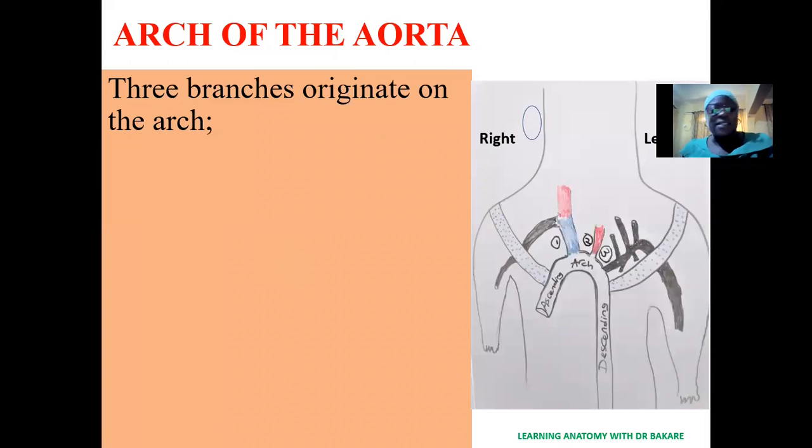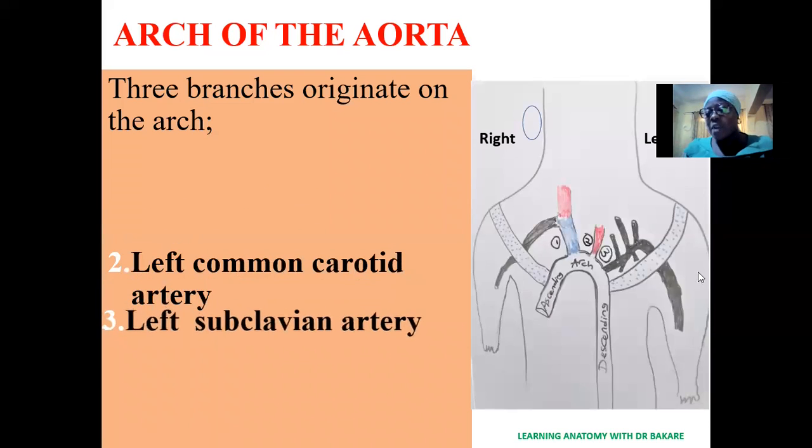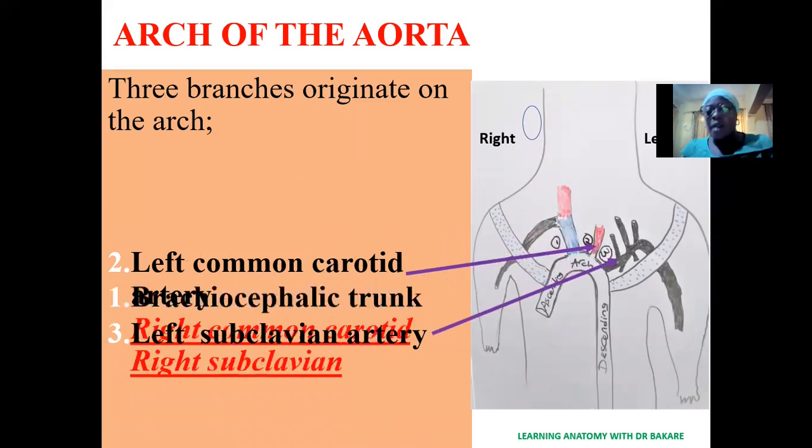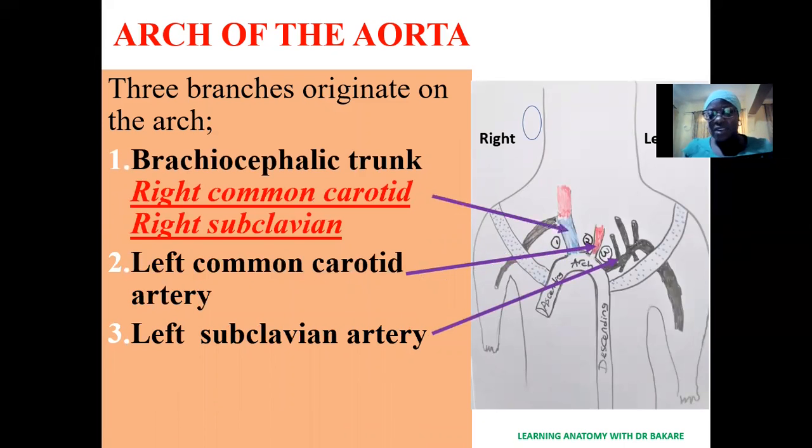So let's quickly go back to the arc of aorta so that we would be able to trace the origin of the common carotid and also its subdivisions into the internal and the external carotid artery. We have three emergence. On the left, we have the left common carotid, we have the left subclavian. So this is the left common carotid and this is the left subclavian. While on the right, we have the brachiocephalic trunk. And this is the brachiocephalic trunk on the right. But this further divides into the right subclavian and the right common carotid.